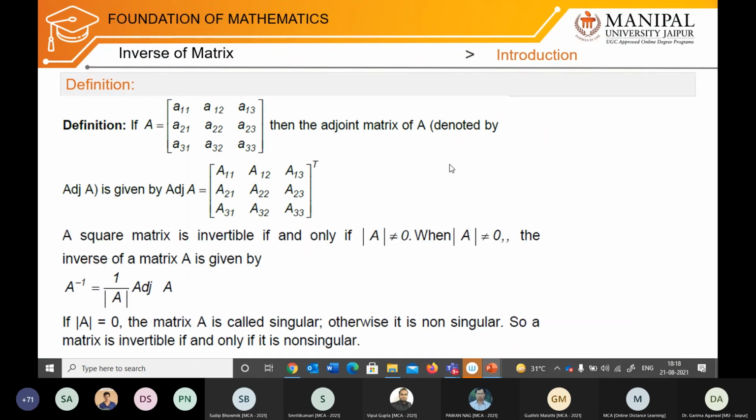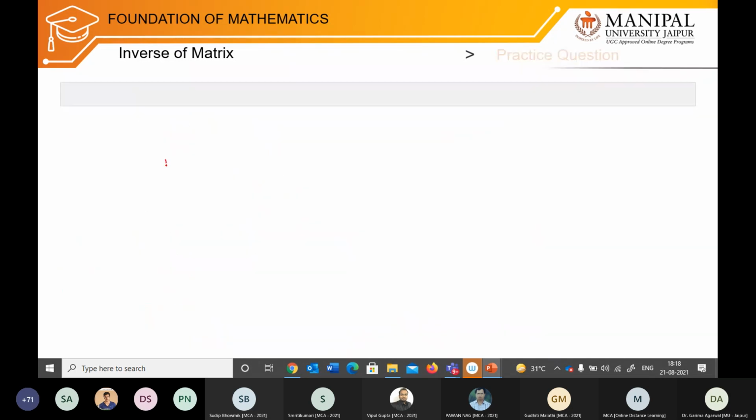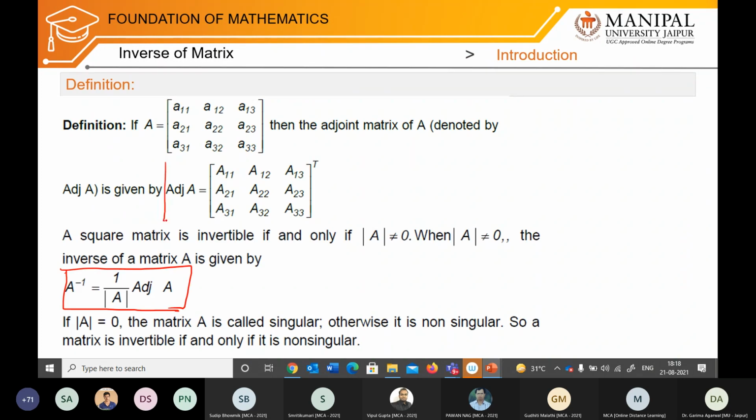The next topic is inverse of matrix, and the formula to find the inverse is adjoint A upon determinant A. Now what is adjoint A? This is known as adjoint A, right? Here A11 is the minor for this element. What will be the value of A11? Determinant of A22, A23, A32 and A33, right? Then we'll take the transpose. This is known as adjoint A upon determinant A. This is the formula to find the inverse of a matrix.